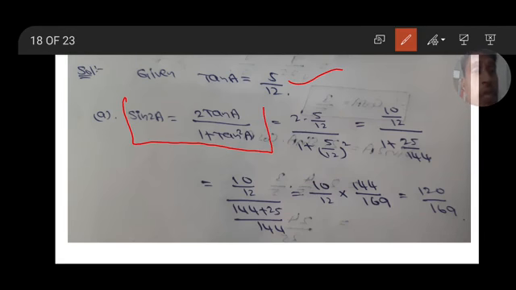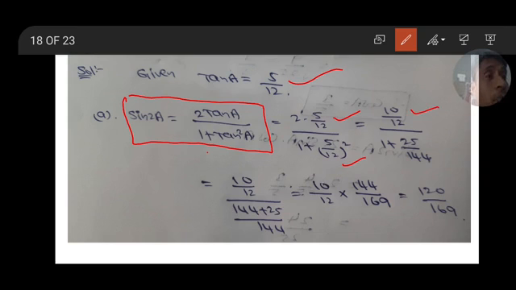Given tan A equals 5 by 12, we have the formula for sin 2A in terms of tan A: sin 2A equals 2 tan A by 1 plus tan square A. So substitute 2 into tan A, where tan A is 5 by 12, over 1 plus (5 by 12) whole square, since tan square A means 5 by 12 whole square. That is 2 into 5, 10.